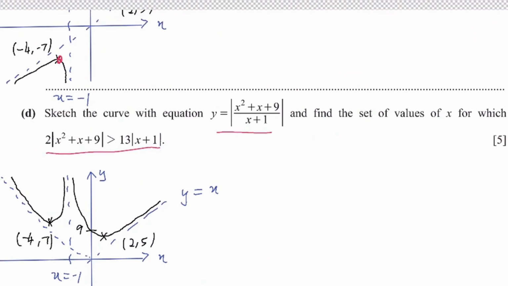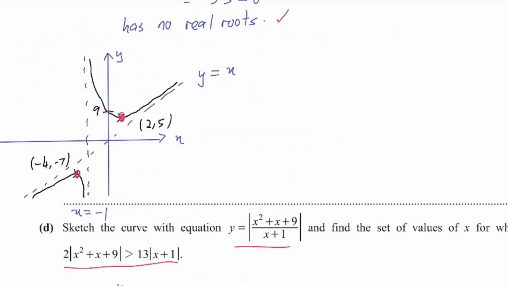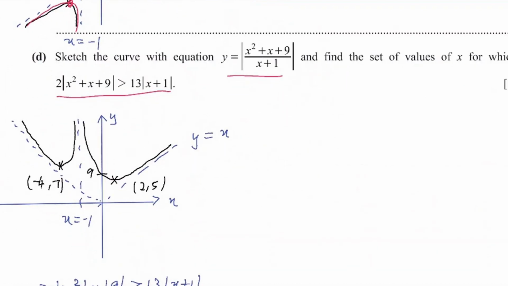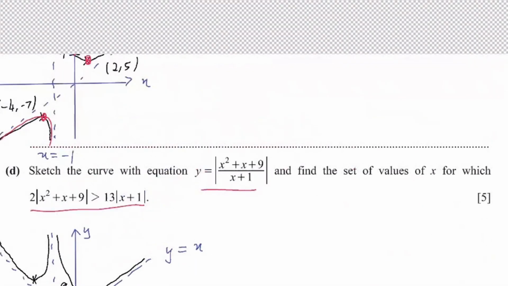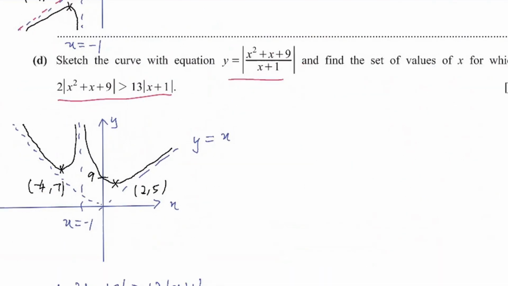Okay, so we try to look at reflection. Because this is a modulus graph, whatever is below the x-axis has to be reflected up there. So we are going to reflect this part up there. Okay, so this is what we have for the graph. For the asymptotes, if you reflect it, it will actually help you to draw this part of the curve here. So this is the shape of the curve that we have.